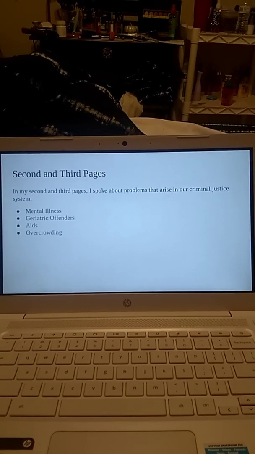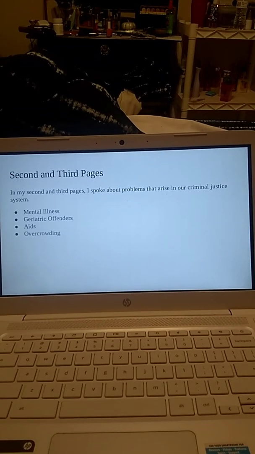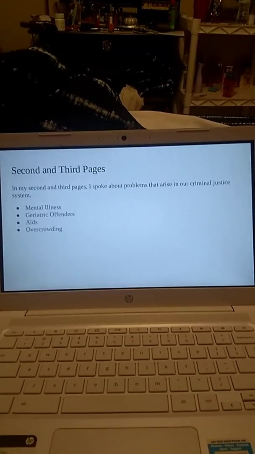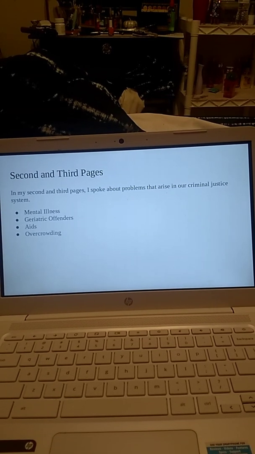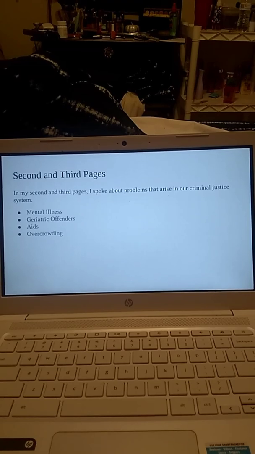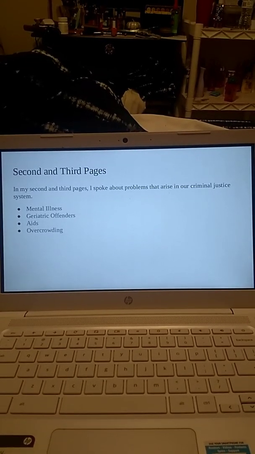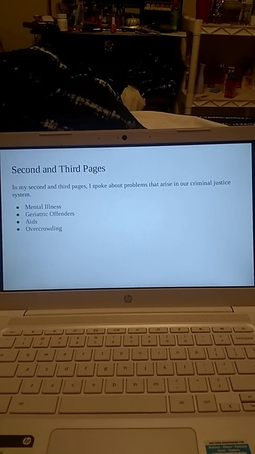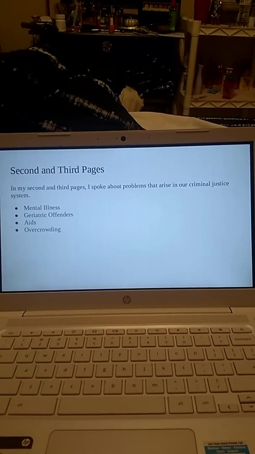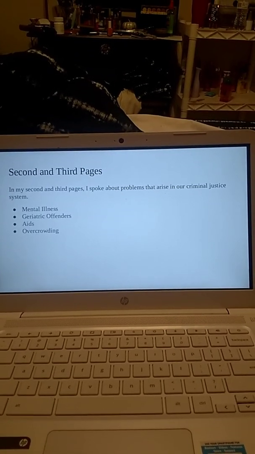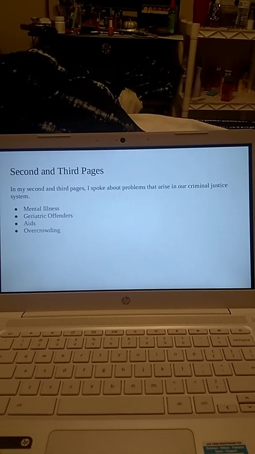AIDS is a problem because it is not easy to know who has AIDS, and the methods that can be used can be expensive or illegal. Overcrowding is a problem in itself, but it also causes other problems, such as being beaten or raped. In my paper, I added an example of a young man who was in an overcrowded prison, and as a result of that, he was being beaten and he had been raped multiple times, and he unfortunately took his own life.